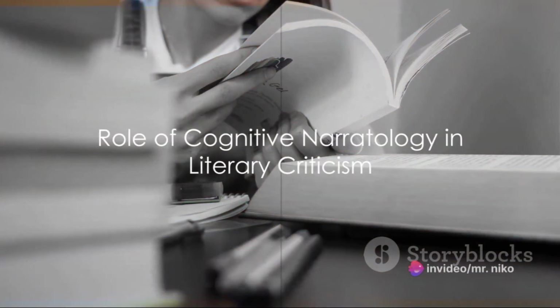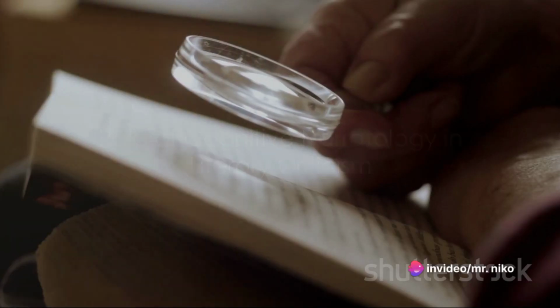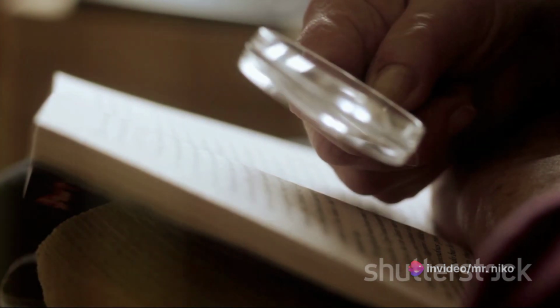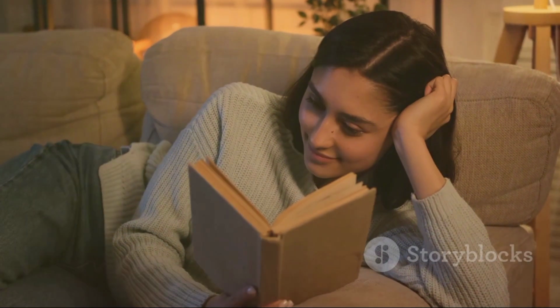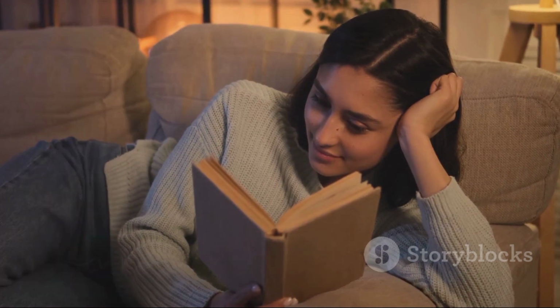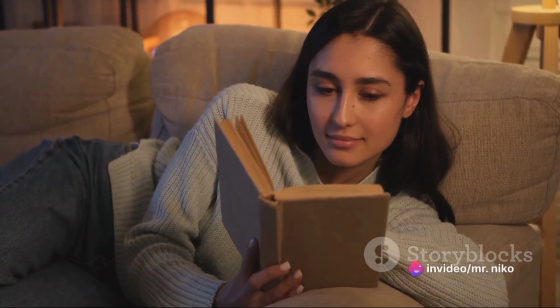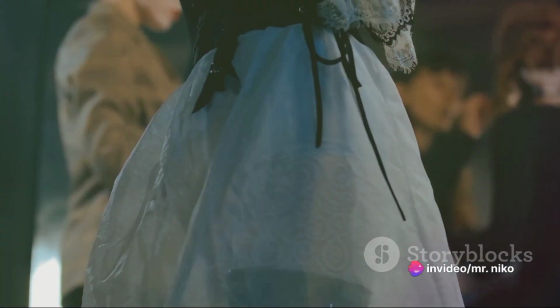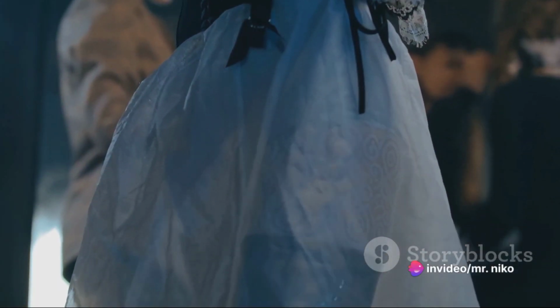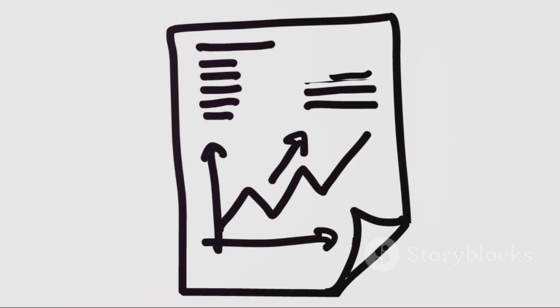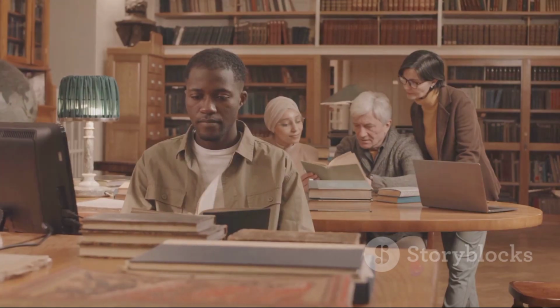So, how does this theory help in literary criticism? Well, cognitive narratology is like a magnifying glass for the reader's mind. It allows us to delve into the reader's experience, to understand how they form images, emotions, and expectations from the text. But it's not all about the reader. It also gives us insights into the characters and plot. We can dissect how characters are portrayed, how plot twists impact us, and why certain events stir up specific emotions.